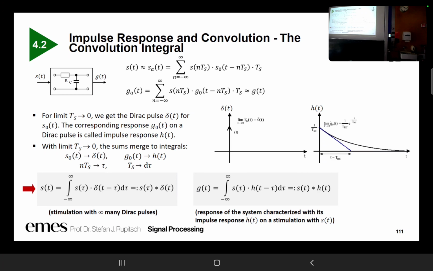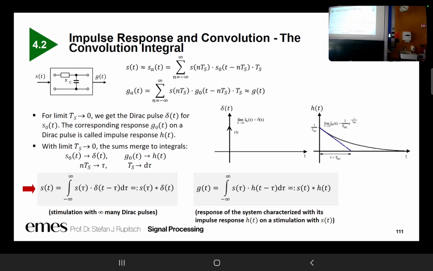Now we want to take a look at the procedure of convolution itself. This summation here, which we use to approximate our input signal for the system, has this elementary rectangular pulse. We have the TS, the duration of the pulse, and here the scaling factor. Here is this approximation of the output. And those components in the sum, we can interpret as a convolution.